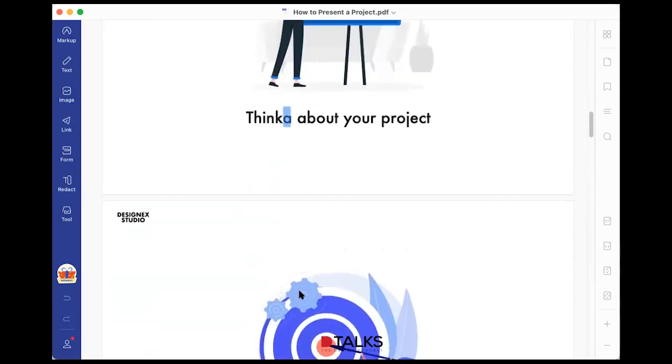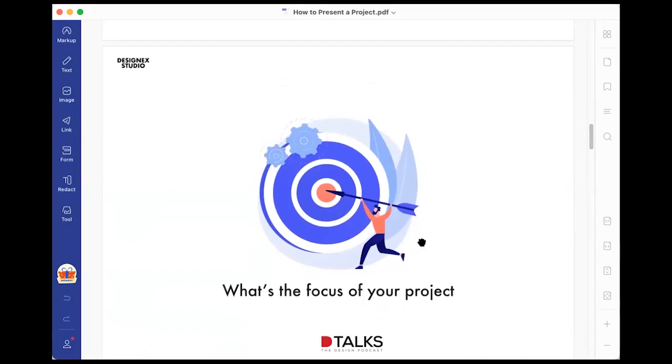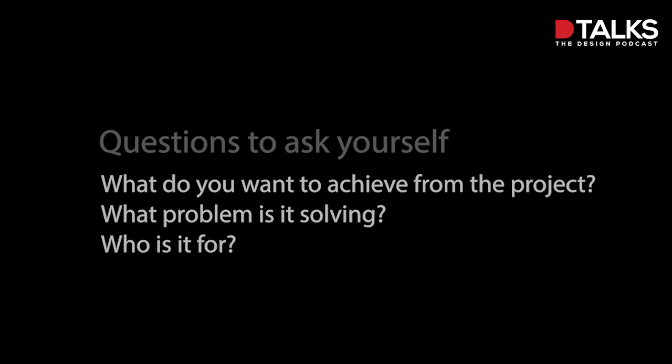We think about what's the focus of your project. What is it that you want to do? What is it that you wish to achieve from this project? What is the outcome of this project? What problem is it solving? Who is it for? So think about that. Think about the end result of your project. What is it that you must achieve? What is it that the project is meant to solve? So that outcome becomes the focus of your project.